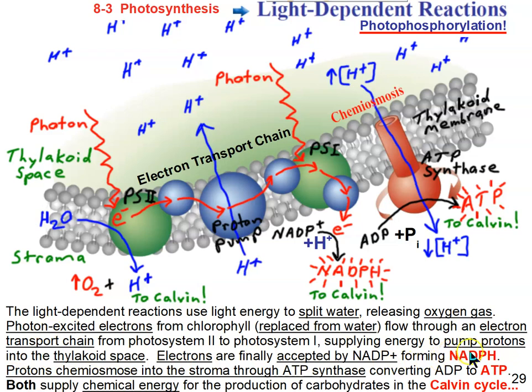So both NADPH and ATP are supplying chemical energy for the production of carbohydrates in the Calvin cycle. And that's where we're going next.